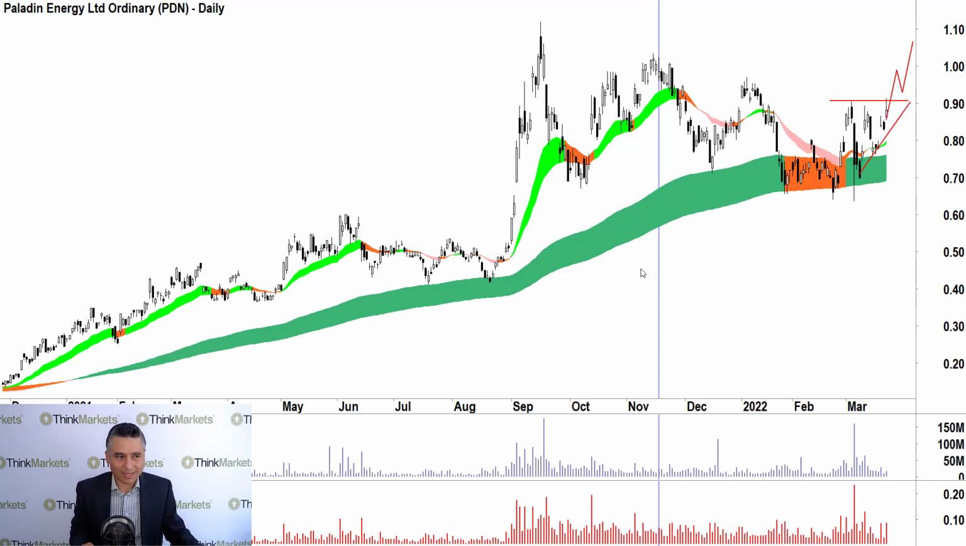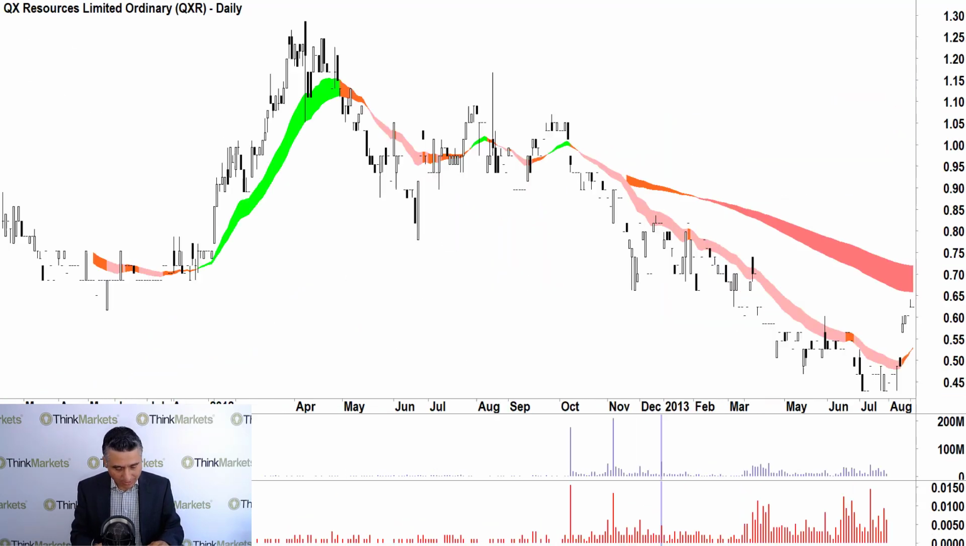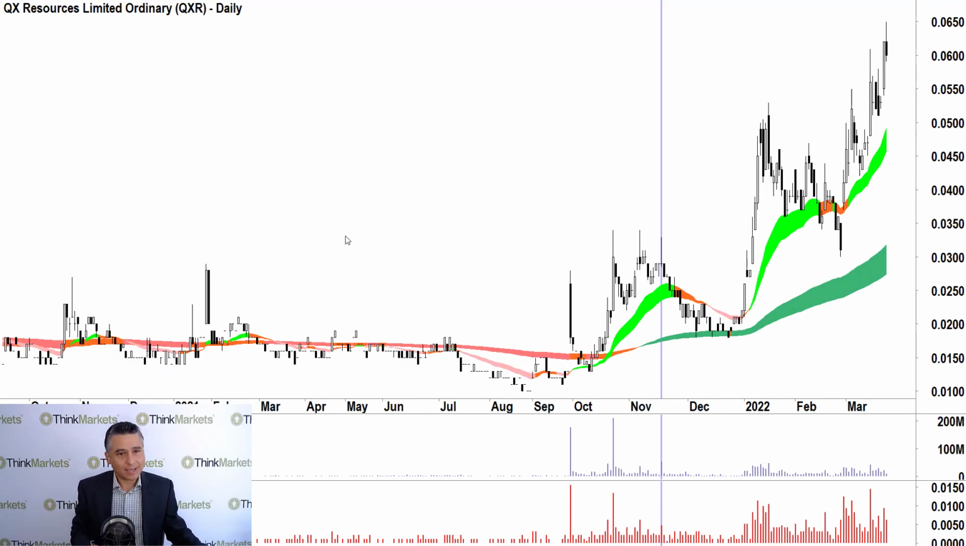Andrew has got QXR, which was going gangbusters. Hopefully it's holding up today. Look, a little bit of a disappointing candle today, isn't it? But it has done really well. Now, Andrew, what's your opinion? Do you reckon that's enough there to cause us to manage our exit? I don't think it is.